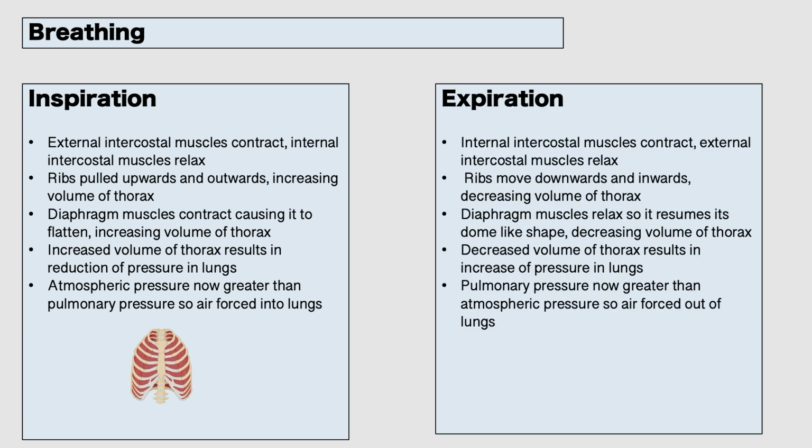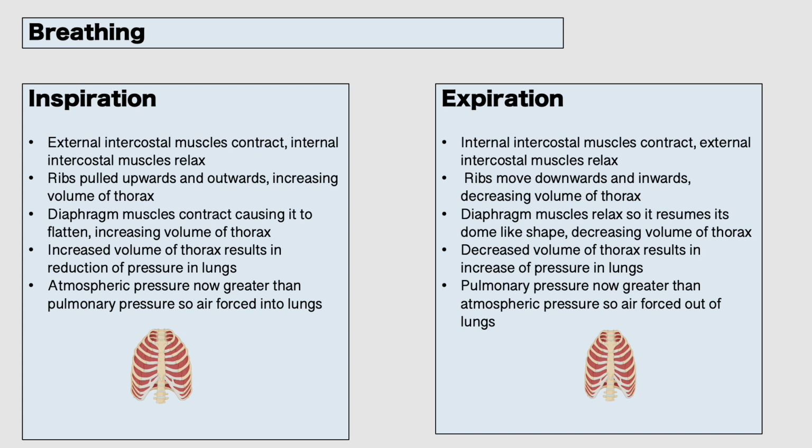Expiration is going to be the exact opposite, so the internal intercostal muscles contract and the external intercostal muscles relax. The ribs move downwards and inwards, decreasing the volume of the thorax, and the diaphragm muscles relax so it resumes its dome-like shape, decreasing the volume of the thorax. The decreased volume of the thorax results in an increase of pressure in the lungs. The pulmonary pressure is now greater than the atmospheric pressure, so air is forced out of the lungs. Like I said, those two are just opposites, so when you've memorised one, you've memorised the other.